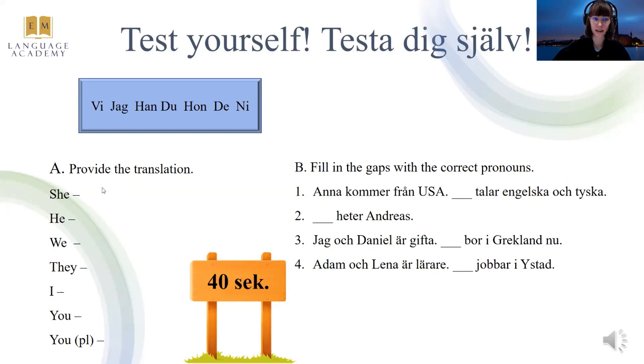And you have two exercises, exercise A and exercise B. In exercise A, you have to provide the translation, right? So just check your short memory, how well you remember the pronouns. And then in exercise B, you have to fill in the gaps with the correct pronouns based on the context that you have, right? And that is it. You have 40 seconds for the task, and good luck. Your time starts now.